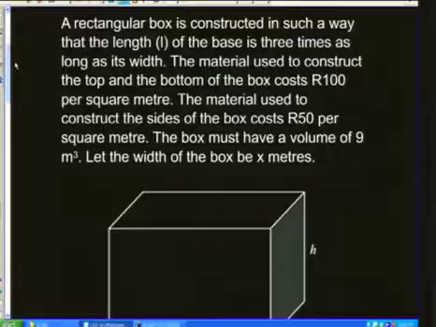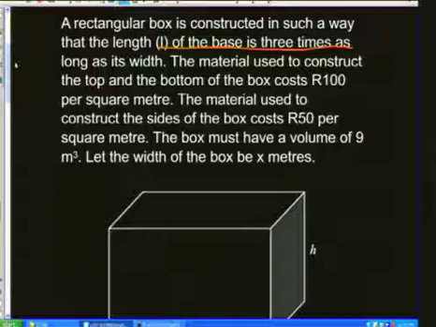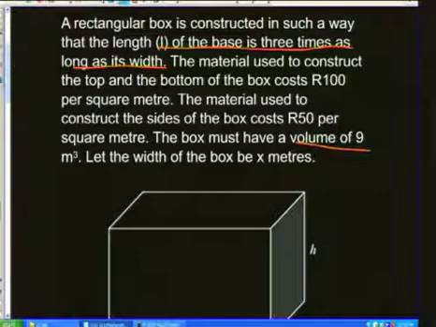So let's look here. A rectangular box is constructed. Now that's important to know because that gives you formulas in such a way that the length of the base, now that looks like it's important, is 3 times as long as its width. That is important. The material used to construct the top and the bottom of the box costs 100 Rand. So they're saying, if I'm looking at my box, the bottom and the top are costing me 100 Rand per square meter. And the material used to construct the sides of the box is 50 Rand per square meter. It's important, but let's first see if we need it at this stage. The box must have a volume, now that sounds important, of 9 meters cubed.